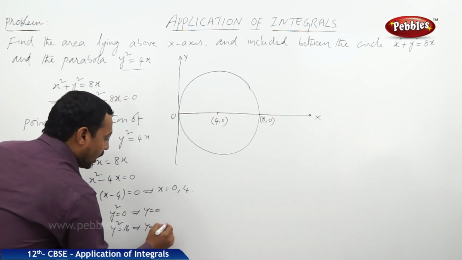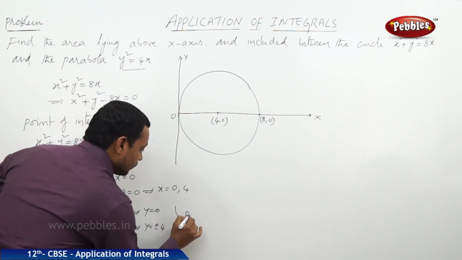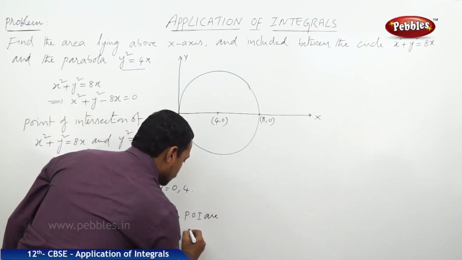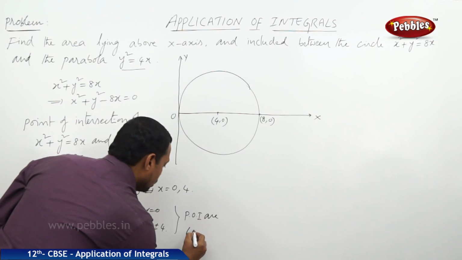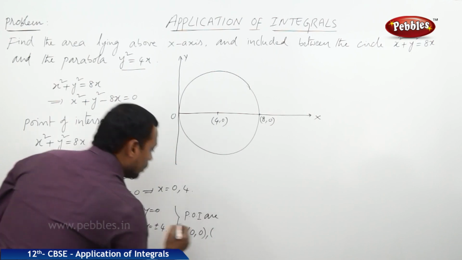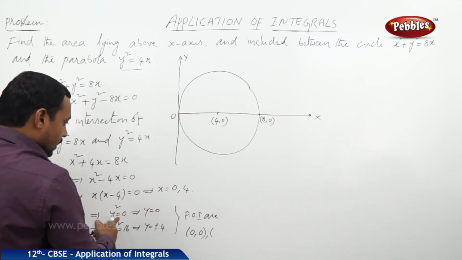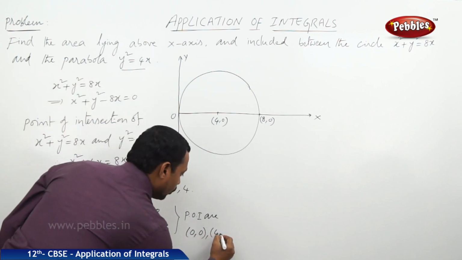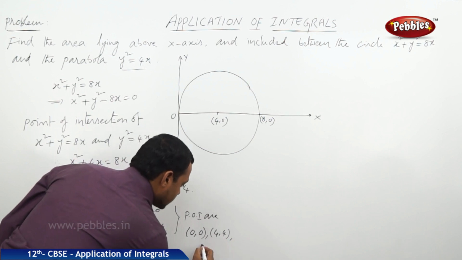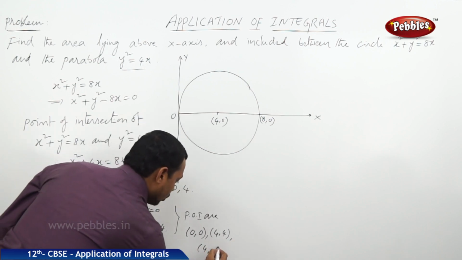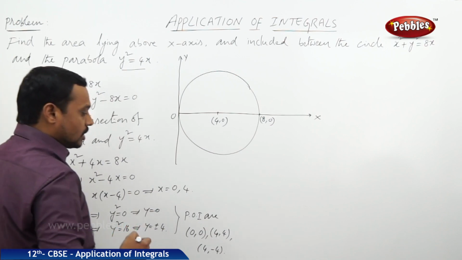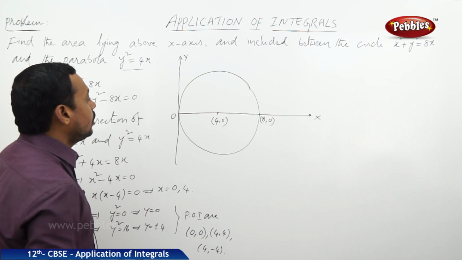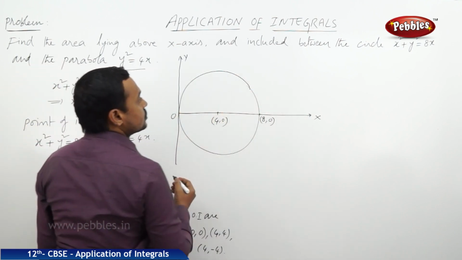That means the points of intersection of the two curves are 0, 0, and when x is equal to 4, y is equal to 4 and when x is equal to 4, y is equal to minus 4 also. Now these are the possible points of intersection of these two curves.